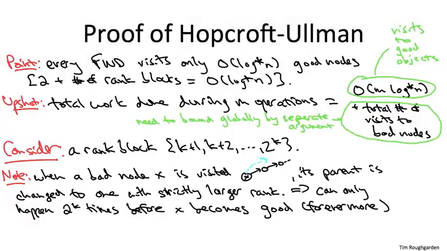And of course, once x becomes good in this fashion, it will be good forevermore. It is not a root. It will never be a root again. Its rank is frozen forever, and its parent's rank can only go up. So once you're good, once your parent's rank is sufficiently large, it'll be sufficiently large for the rest of time.